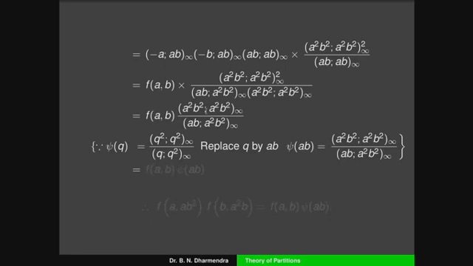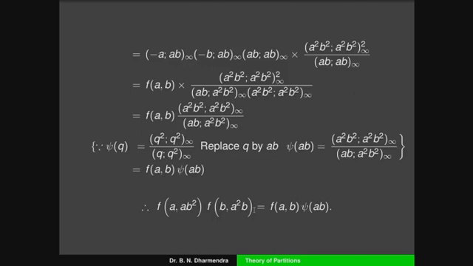So it can be easily predicted that this is equal to f of a comma b into xi of ab. So therefore f of a b square into f of b a square b is equal to f of a comma b into xi of ab. So hence that first result.